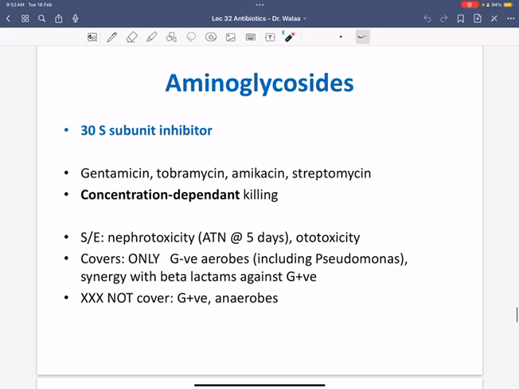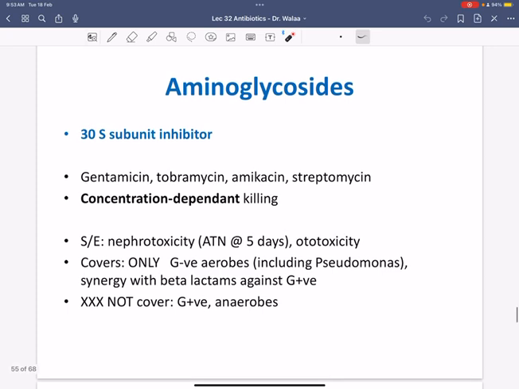Aminoglycosides are amongst antibiotics that inhibit the 30S ribosomal subunit. Examples of aminoglycosides: gentamicin, tobramycin, amikacin, and streptomycin. They do have, again, an unsafe profile when it comes to nephrotoxicity and ototoxicity. So a patient on aminoglycoside has to have regular kidney function tests, and they need to have excellent hydration status, and they need sometimes to undergo hearing assessment after ending or finishing a course of treatment.